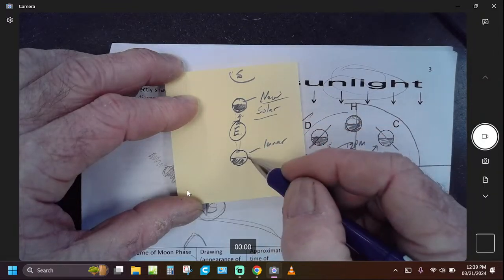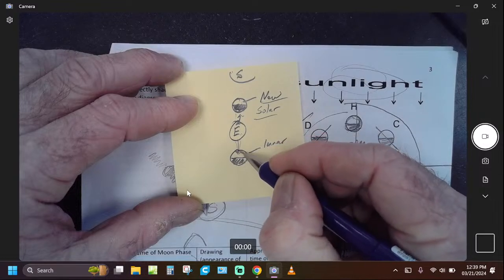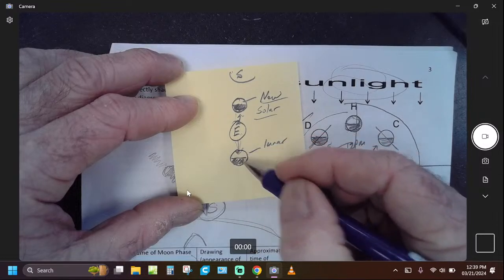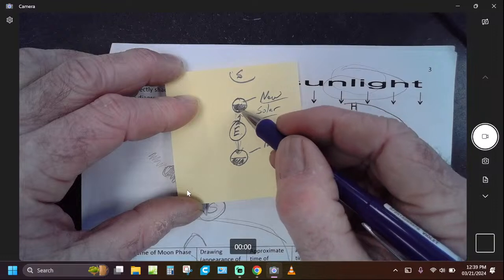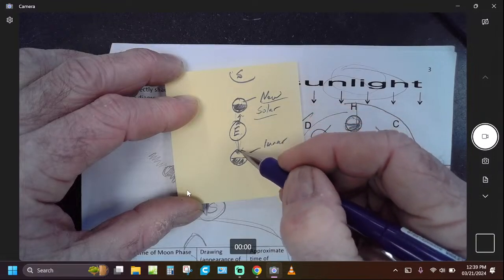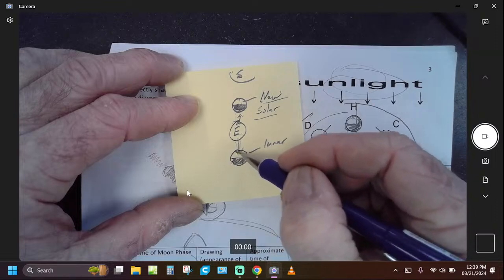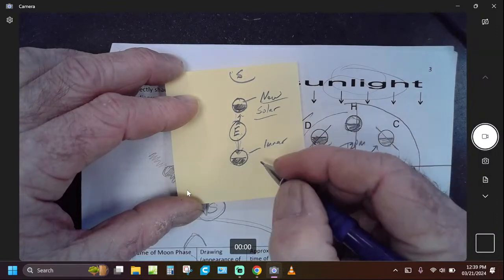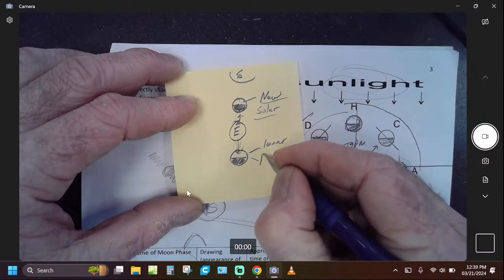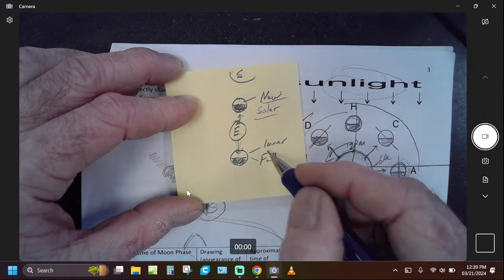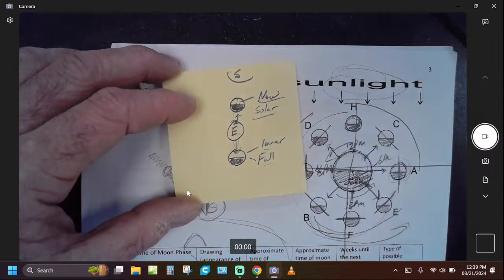So what's the phase of this? What do you see when you look out from the Earth at this moon? Here we see the dark side. What do we see when we look over here? Do we see this dark side? No, we see the light side. So what's this moon phase? Anybody? Full moon. So on a full moon, you can have a lunar eclipse. On a new moon, you can have a solar eclipse.